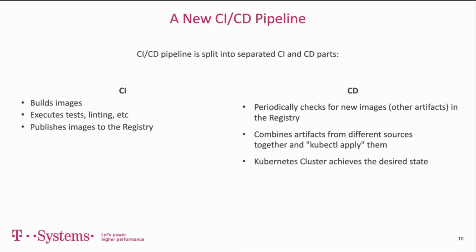And then the CD part works the following way. It periodically checks for updates from the CI part. So they agree on some registry, for example, or some storage where CI will push new stuff and from which the CD part will pull new stuff. And as soon as there are changes, then the CD part knows how to properly prepare these changes for your cluster, for your production.